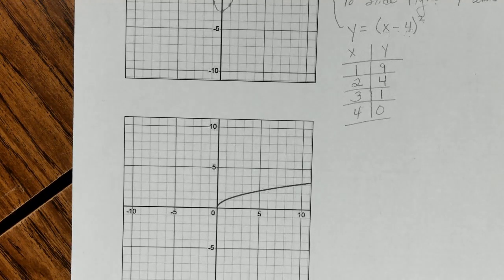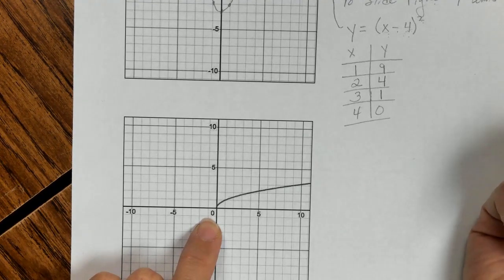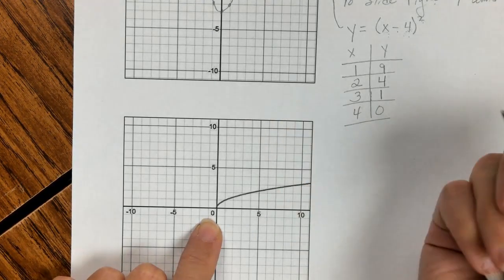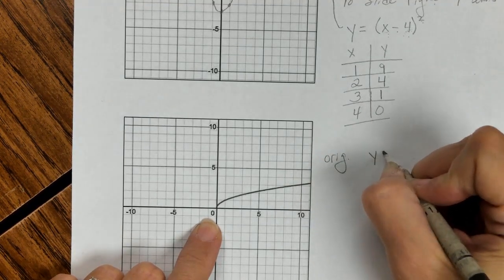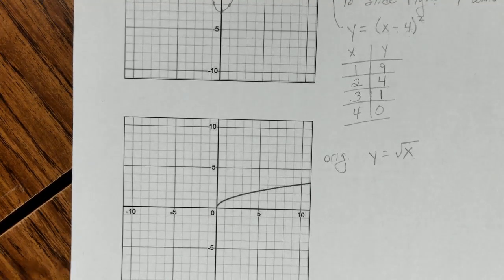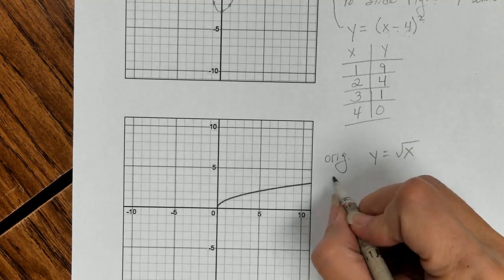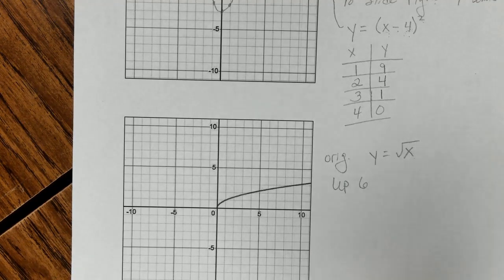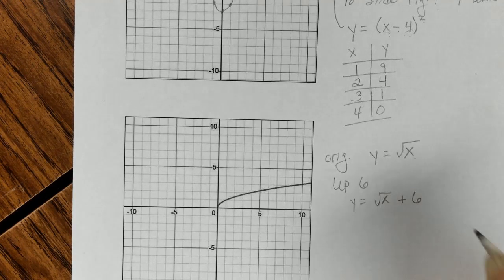Now, this one is a square root function. This is y equals the square root of x. That's the original. And we already moved one down. Let's move this up. Let's move it up 6. To move it up 6, that's just y equals the square root of x, and then not under the radical, we have a plus 6.